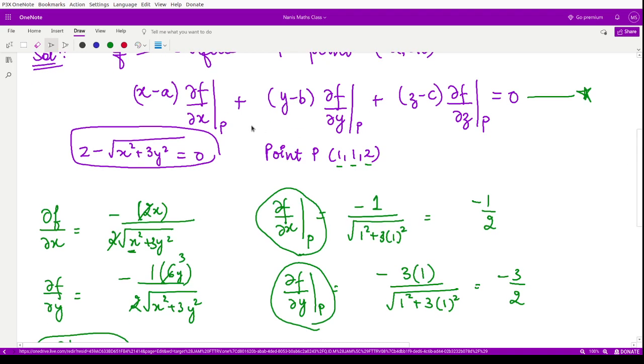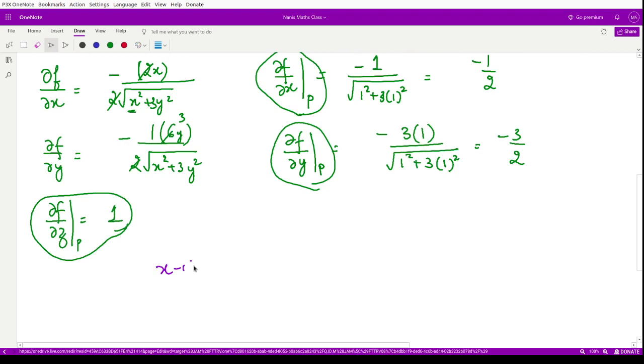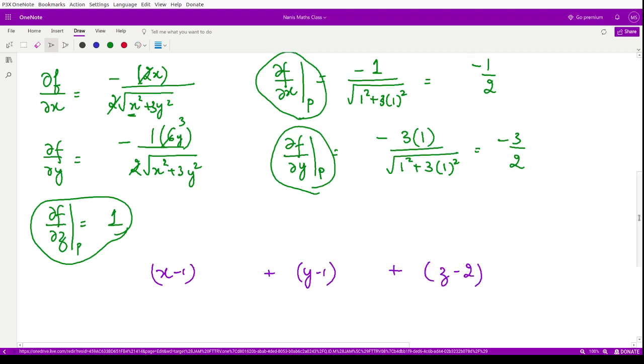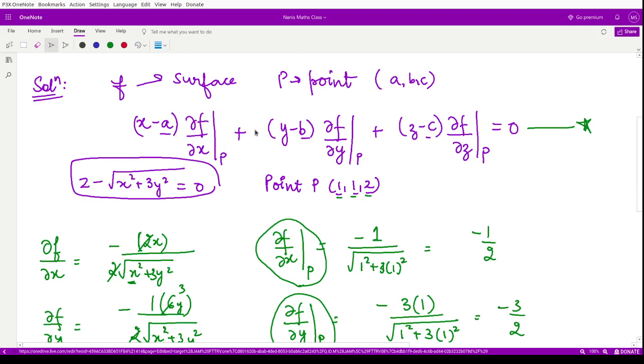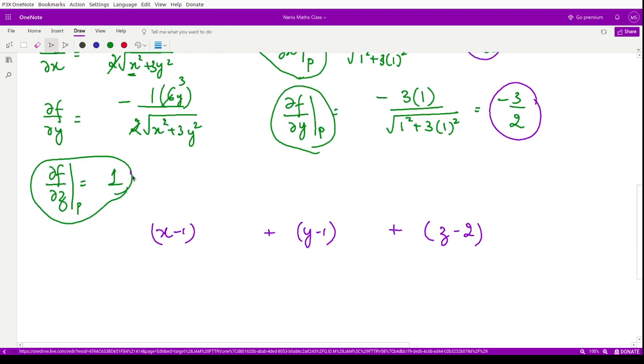So let's do that quickly. Now your point is 1, 1, 2, so your values of a, b and c are 1, 1 and 2. So your equation would be x minus 1 plus y minus 1 plus z minus 2, according to the given point, and you have to multiply them by these derivatives. So the first derivative is minus 1 by 2, the second is minus 3 by 2, and the third is 1. So it would be multiplied by minus 1 by 2, minus 3 by 2, and 1. So this is equal to 0.